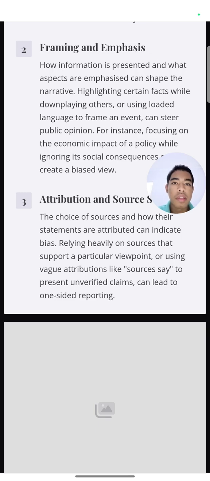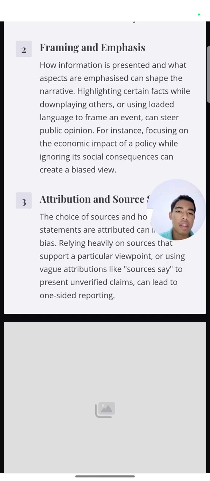Number two, framing and emphasis. How information is presented and what aspects are emphasized can shape the narrative. Highlighting certain facts while downplaying others, or using loaded language to frame an event, can stir public opinion. For instance, focusing on the economic impact of a policy while ignoring social consequences can create a biased view.